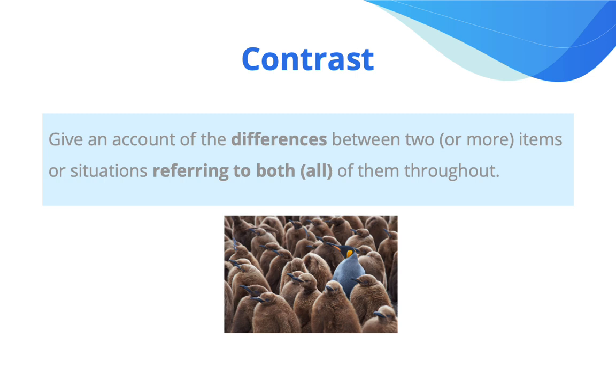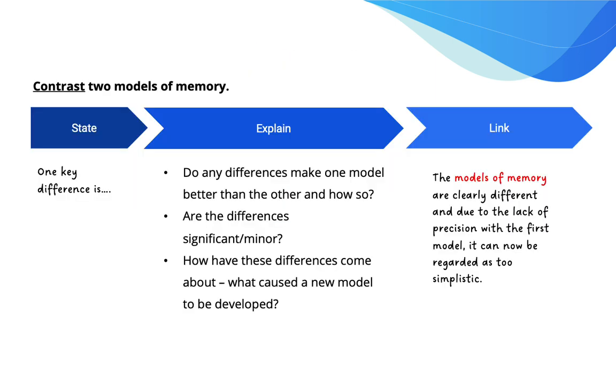differences between things. In this example, if we were asked to contrast two models of memory, we would describe each of the models of memory and highlight the key differences between the two models. To demonstrate critical thinking, any of the 3 bullet points here could be elaborated on. Again, each point is focusing on a difference.